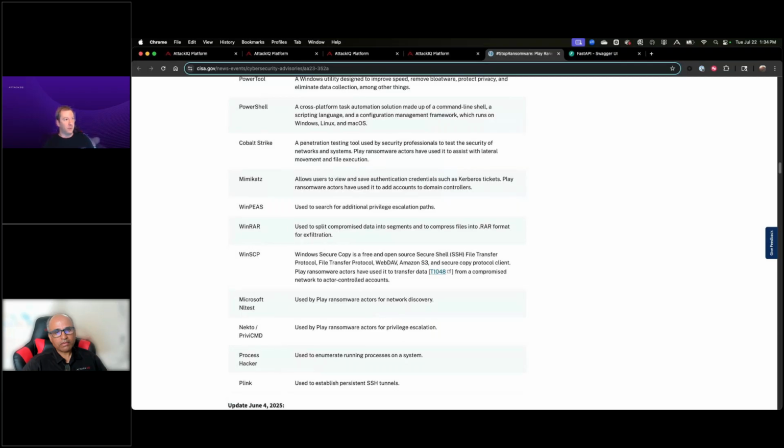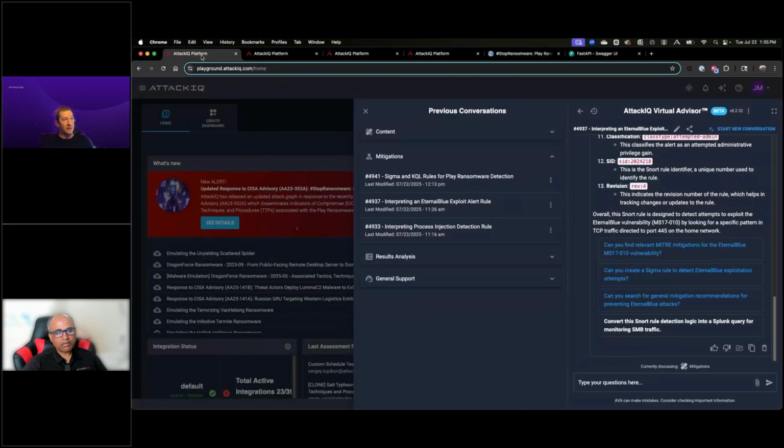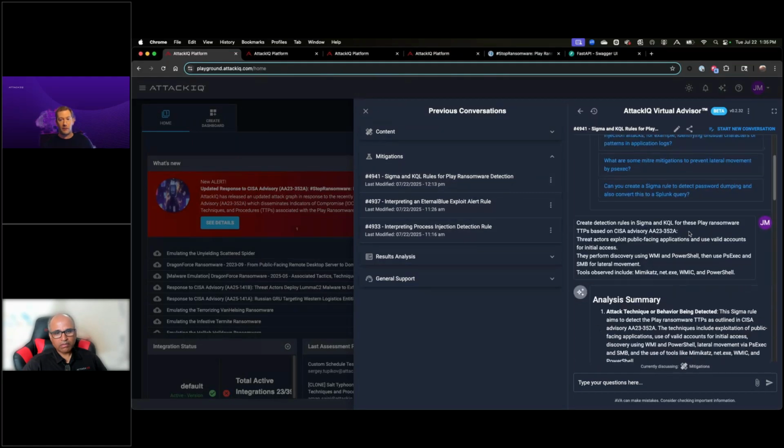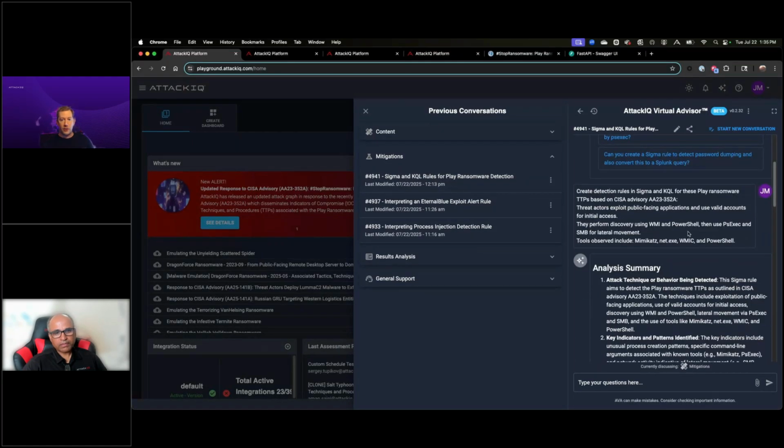What I need to do is, again, I want to ask Ava to help me with something like this. So what I would do is I would go back over into Ava again, and I would ask it to create some detections in Sigma and KQL for, and I'll just pop back up here, to something like this. So I just summarized this in a couple of sentences. Threat actors exploiting public-facing applications using valid accounts for initial access, performing discovery using WMI and PowerShell, then using PsExec and SMB for lateral movement. And here are some of the tools observed. Go. Create me some rules based upon this.